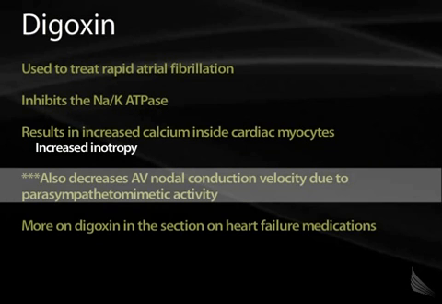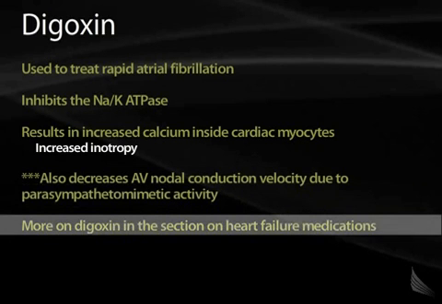And what this does is that it takes the rapid atrial fibrillation that's occurring and it makes it into a slower ventricular beat by not allowing all of the atrial fibrillations to pass through the AV node. It does this through some type of intrinsic parasympathomimetic activity. We'll talk more about digoxin in a later lecture.